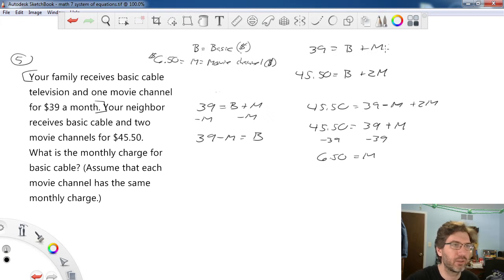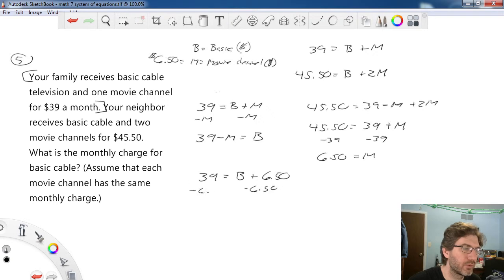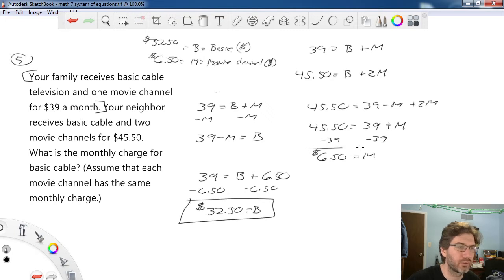In that case, we can plug back into here to get our basic cable. So here we get $39 equals your basic cable plus your $650, because that's what one movie channel is. So we can subtract $650 from both sides, minus $650, and do 35 minus 6.5 gives you $32.50 for basic cable. So basic cable equals $32.50. So double check that one. You're getting basic cable, you're getting movie channel.